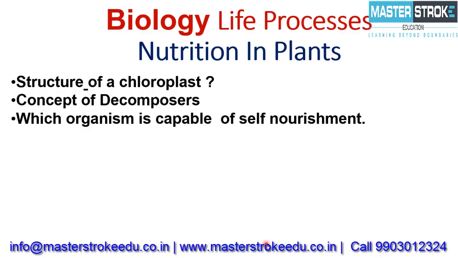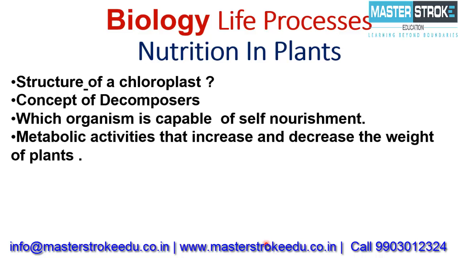Next topic: which organisms are capable of self-nourishment. This is very important. You must know the names. Next, the metabolic activities that increase and decrease the weight of a plant. The beautiful thing is that photosynthesis provides metabolic products to the plant. Some secondary metabolites are also produced, such as terpenes, phenolic compounds and nitrogenous compounds. You must know their role very briefly, in one or two sentences: the secondary and primary metabolites of the plant and their role in increasing and decreasing the weight of the plant.